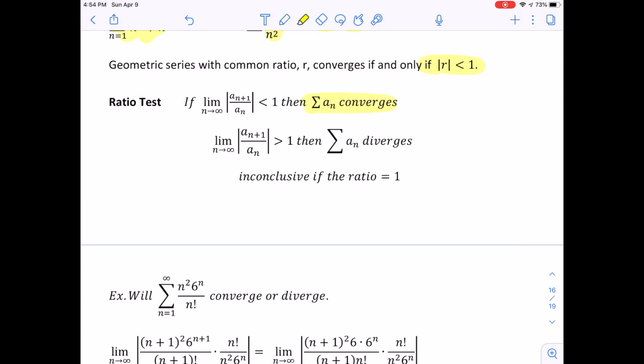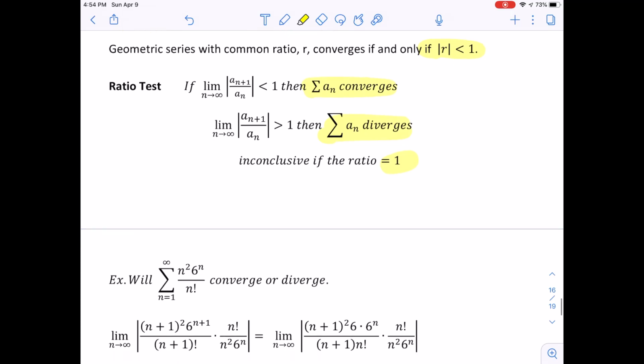If the common ratio, when you take the n plus 1 term divided by the n term, is greater than 1, then that series will diverge. Now, if it equals 1, it's inconclusive, because we're talking about a limit. And so these things didn't actually equal 1, they just approached 1. Well, you could approach 1 from either side. So it's inconclusive when the ratio equals 1.